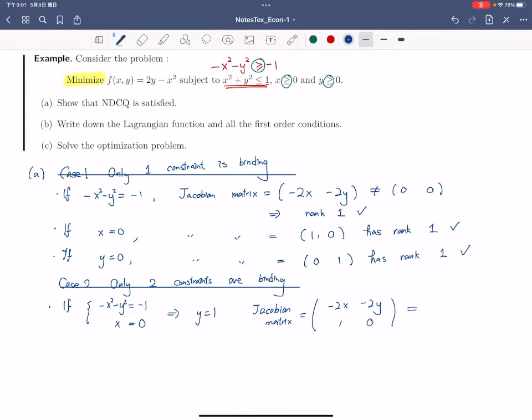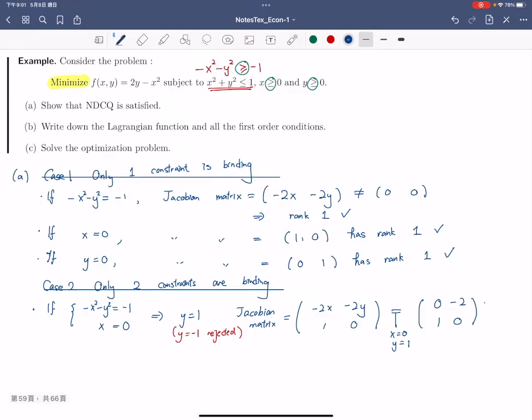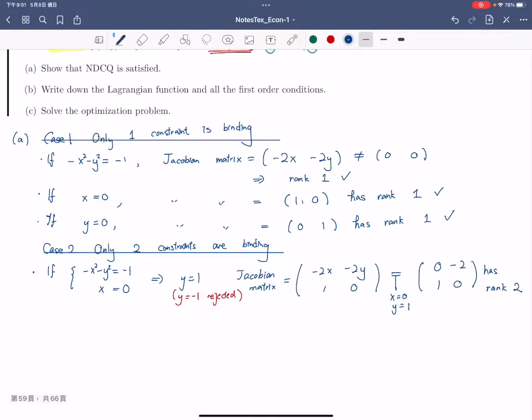But we know that in this case, when these two constraints are binding, then x is 0, y is 1. So be careful, y cannot be minus 1. Rejected, because y is non-negative. So when x is 0, y is 1, then we get 0, minus 2, 1, 0. This has rank 2. So in this case, NDCQ is satisfied.